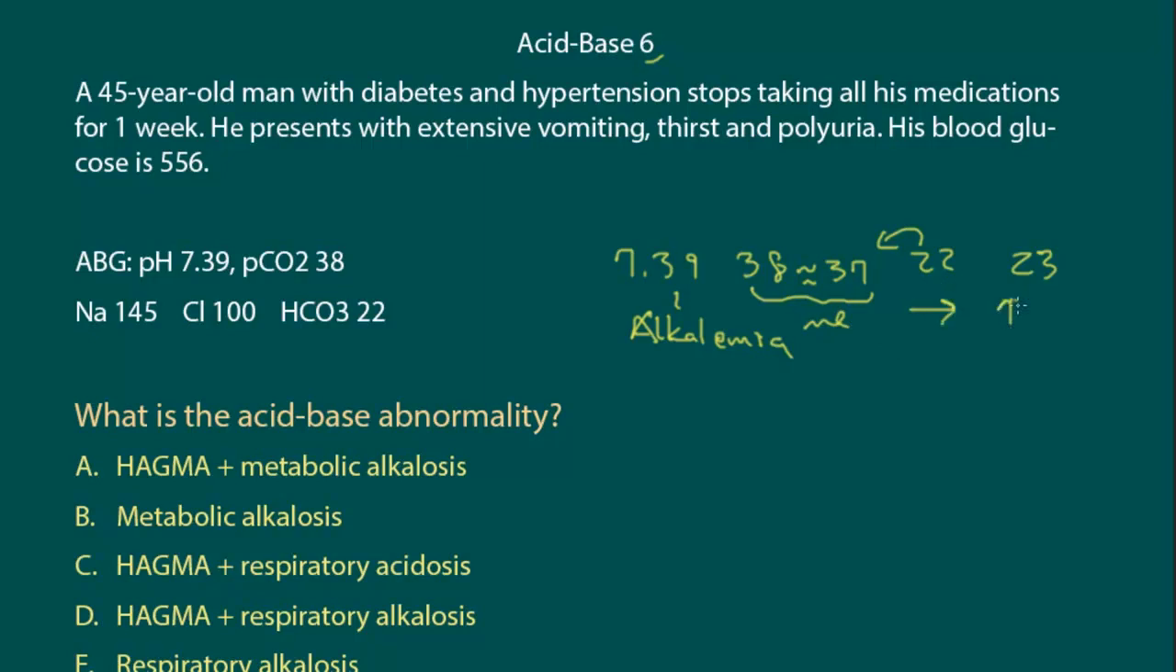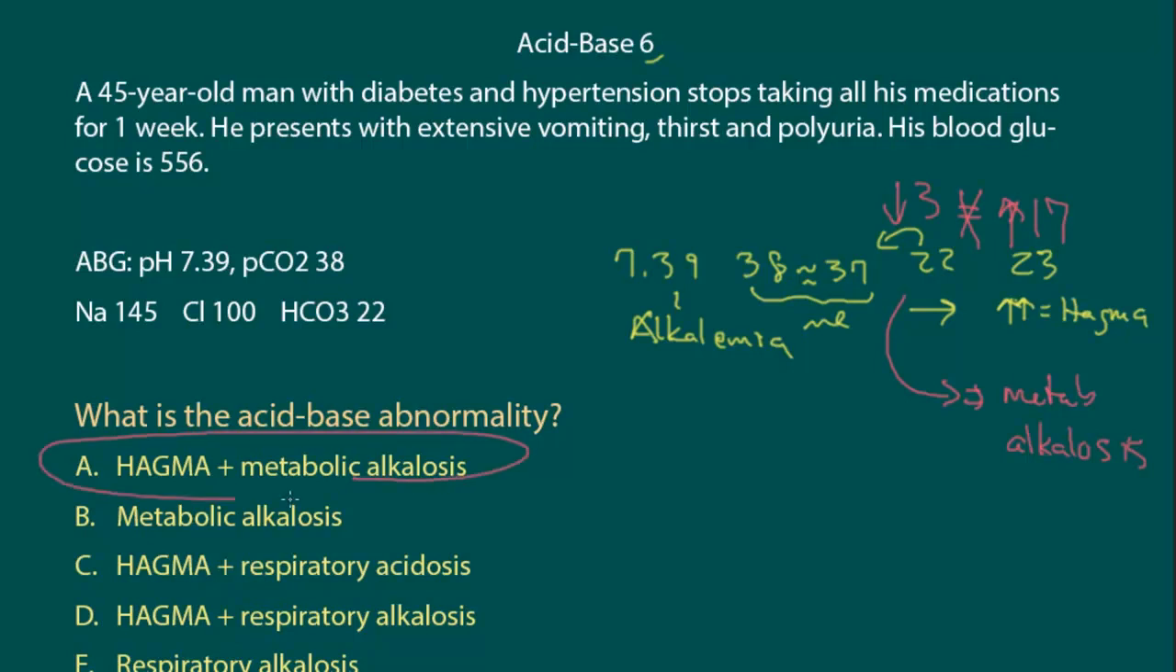Okay. But anion gap is elevated. It's 17 above normal. We only have a 3 drop in bicarb. So we have a HAGMA, definitely. We have a metabolic acidosis, definitely, by definition. But the bicarb is much higher than expected. So what's going on? We're having a metabolic alkalosis in addition to the HAGMA. So this patient has a HAGMA and a metabolic alkalosis.